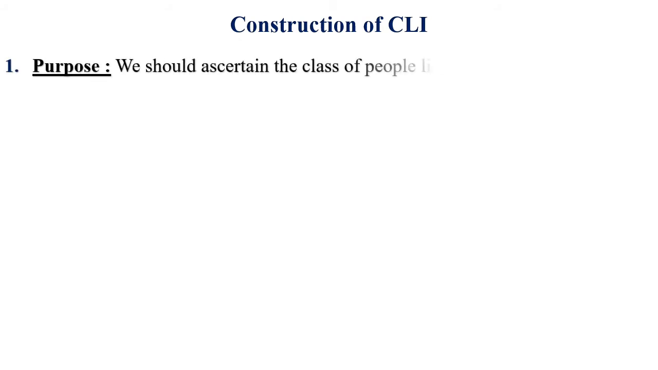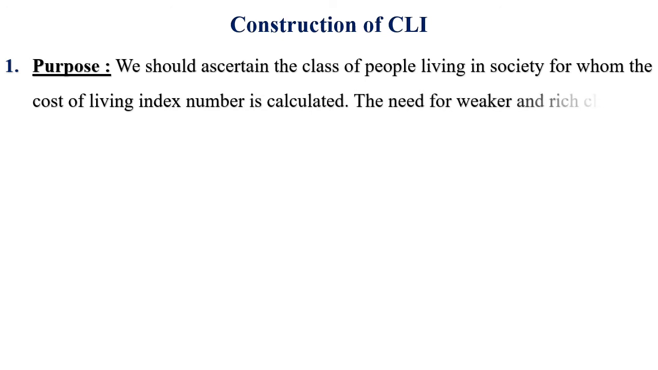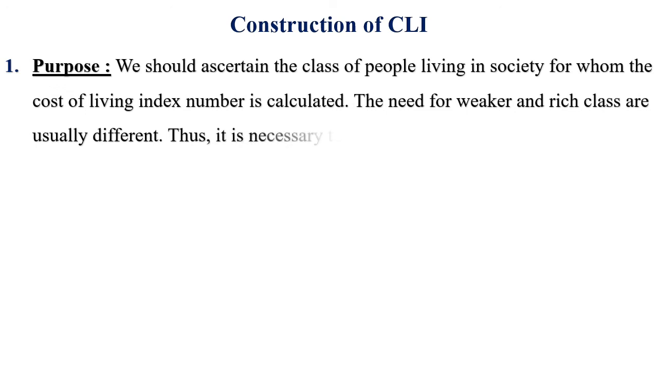Now, how is this cost of living index number constructed? For the construction of CLI, number one, we need to know the purpose. We should ascertain the class of people living in society for whom the cost of living index number is calculated. The needs of weaker and rich classes are usually different. Thus, it is necessary to clarify the purpose.